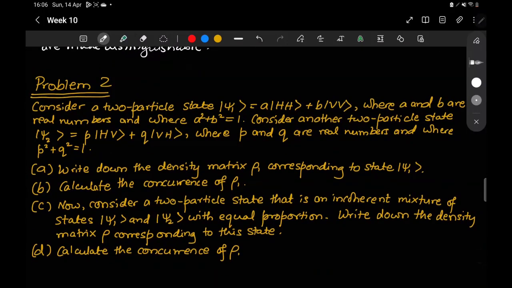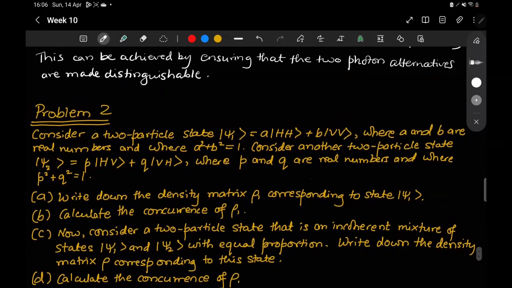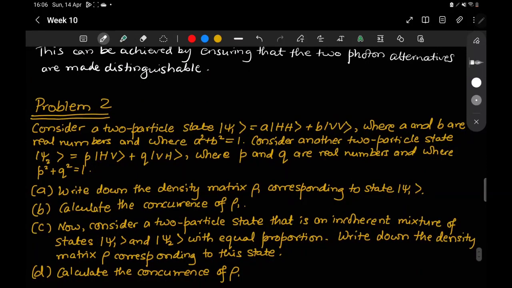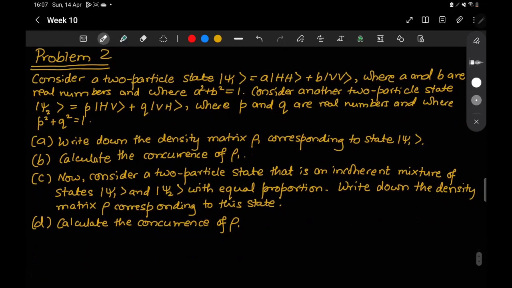Consider a 2 particle state psi 1 equals A HH plus B VV, where A and B are real numbers and where A squared plus B squared equals 1. This is for the normalization condition. Consider another 2 particle state psi 2 equals P HV plus Q VH, where again P and Q are real and P squared plus Q squared equals 1, which is the normalization condition. Write down the density matrix rho 1 corresponding to the state psi 1. Calculate the concurrence. Once again concurrence. We just now saw how to find concurrence.